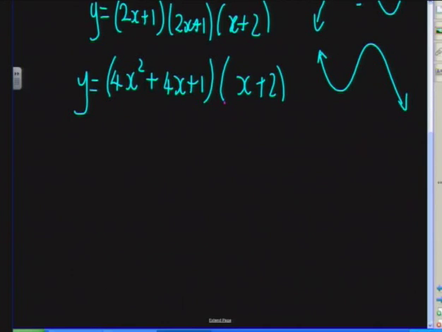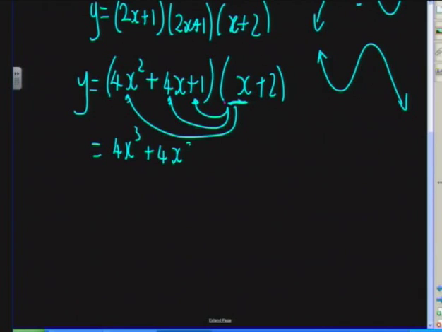And remember, all I've got to do now is just distribute the terms from the second bracket into the first bracket. So x times 4x squared is going to give me 4x cubed. 4x times x is going to give me 4x squared. 1 times x is just going to give me x. Next, we're going to times the 2 into the bracket, so times it by every term.